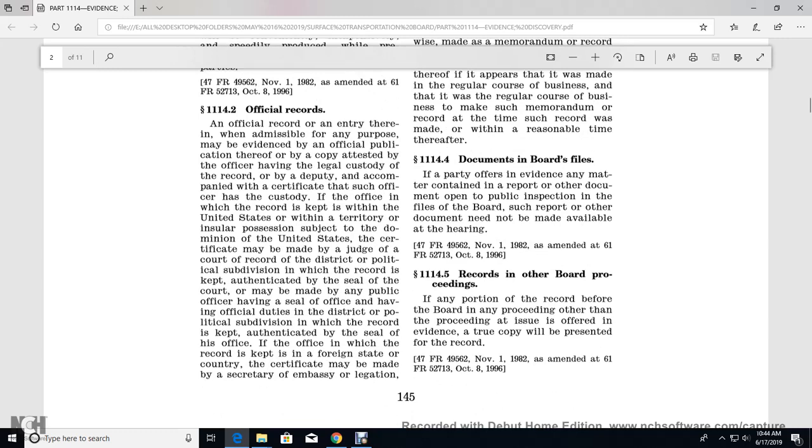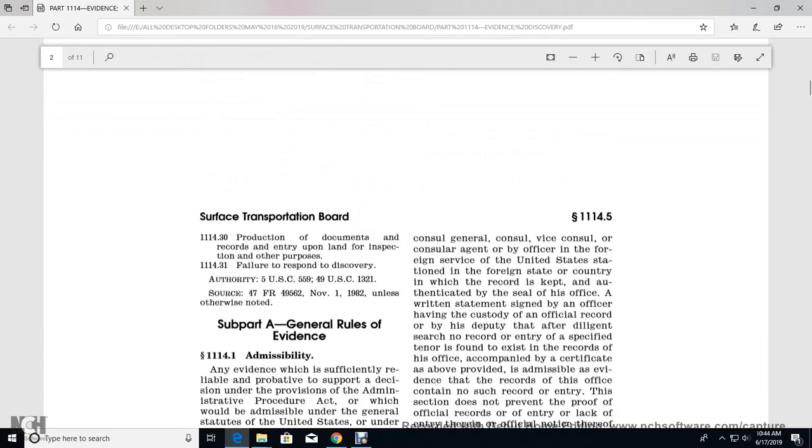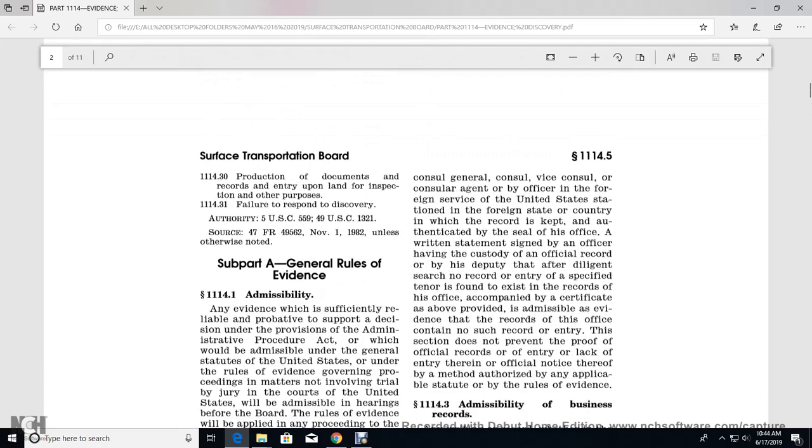If the office in which the record is kept is in a foreign state or country, the certificate may be made by a secretary of the embassy or legation, consul general, consul, vice consul, or consular agent, or by an officer of the foreign service of the United States, or by a citizen of the foreign state or country in which the record is kept, authenticated by the seal of his office, with a written statement signed by the officer having custody of the official record or his deputy.